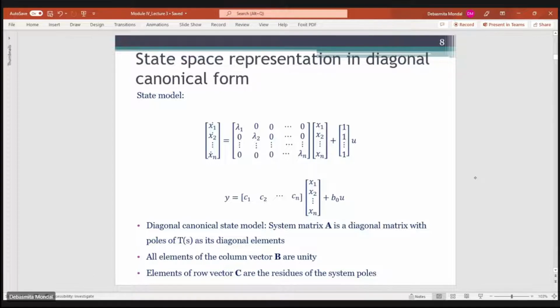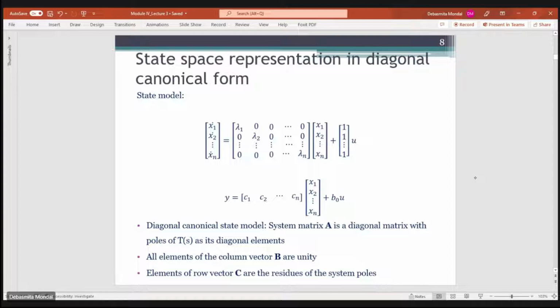This is important because if you can express it in diagonal canonical form, since all the other terms are 0 and you are left with only the diagonal terms, the subsequent analysis of the system becomes easier. The output equation will be given by the matrix C, which has all the residues at the corresponding poles, C1, C2 till Cn, and then you have b0 times u. Okay, so this is the diagonal canonical state form, where the system matrix A is a diagonal matrix with the poles of the transfer function as the diagonal elements.